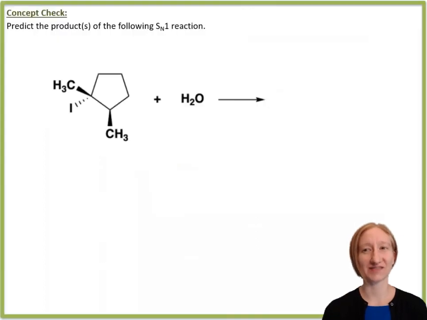Let's end this video with an example. Predict the major products of the SN1 reaction shown. The first step here is to identify the nucleophile, the electrophilic carbon, and the leaving group. Because this is an SN1 reaction, I know it will proceed in two steps, with the carbocation forming first, and then the nucleophile attacking the carbocation.